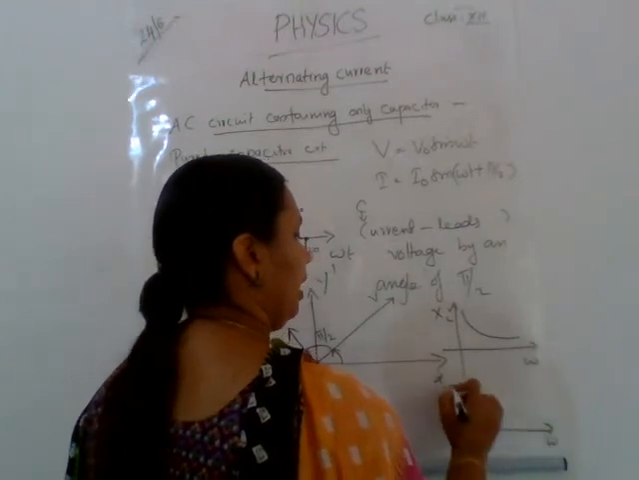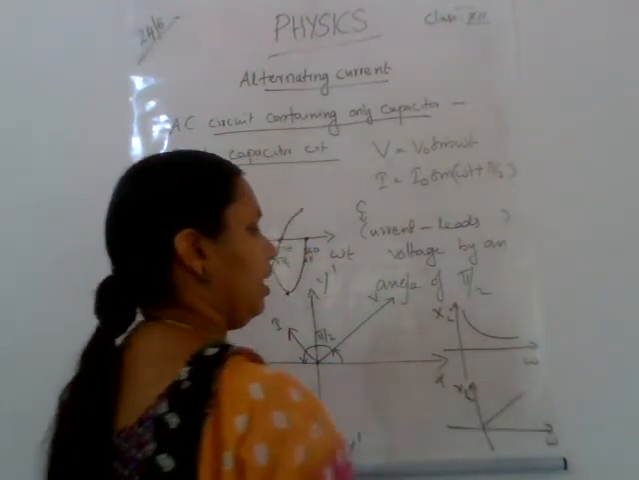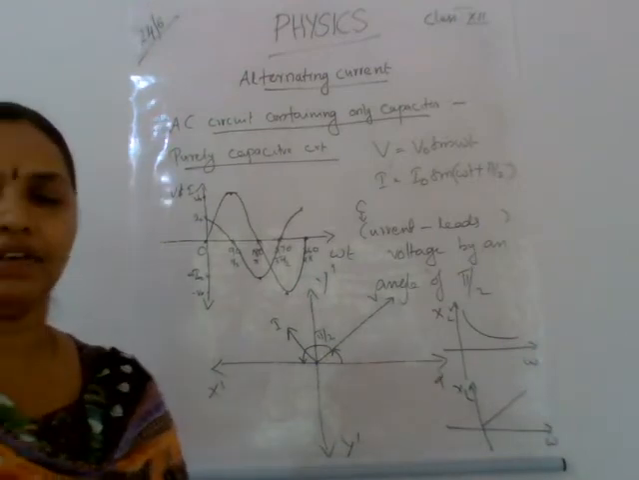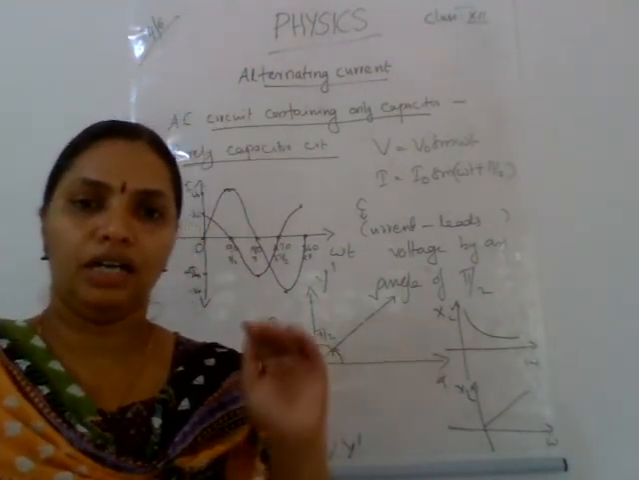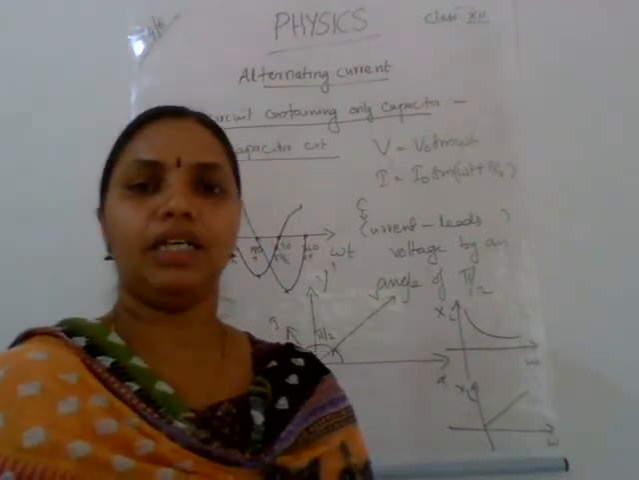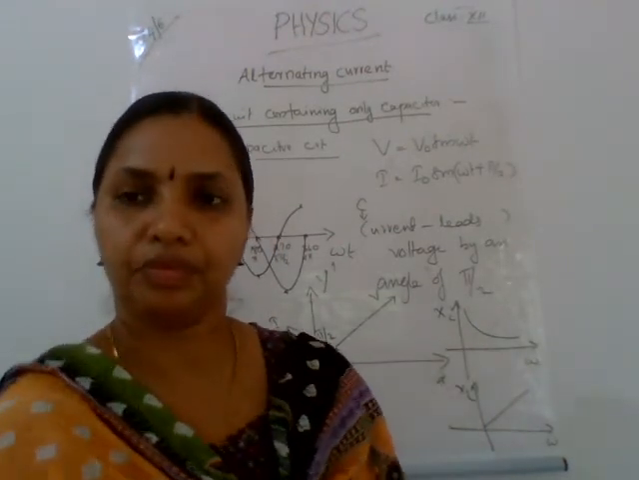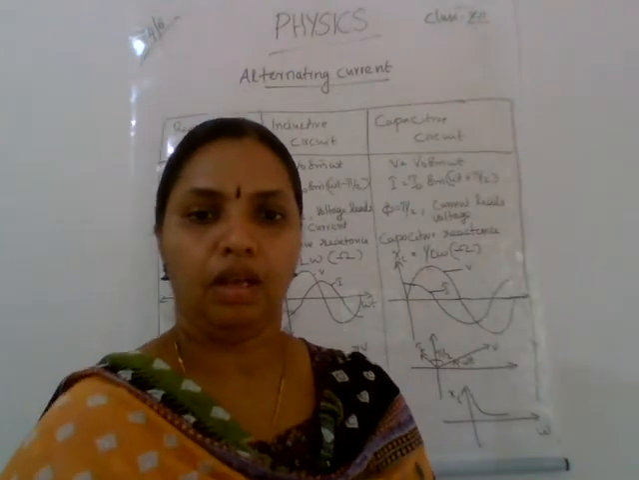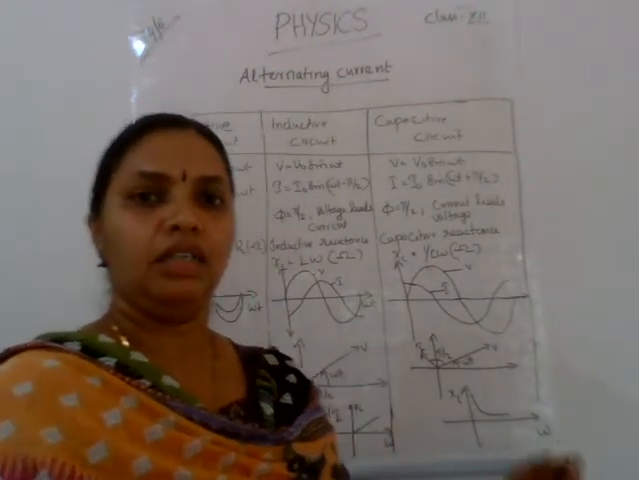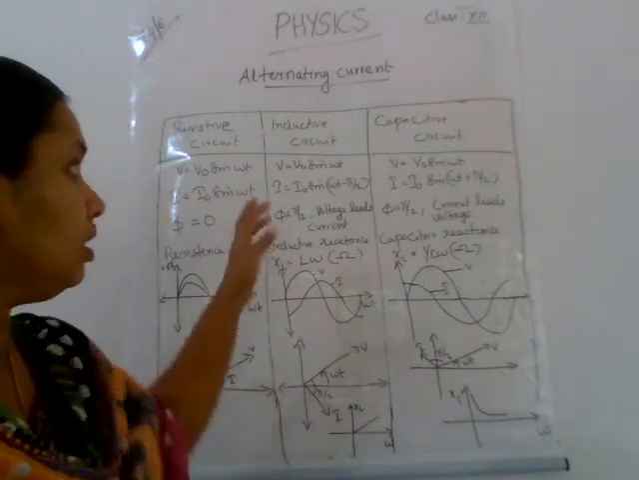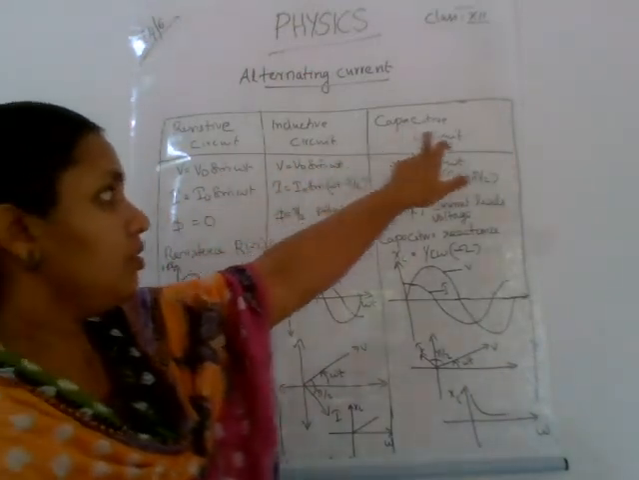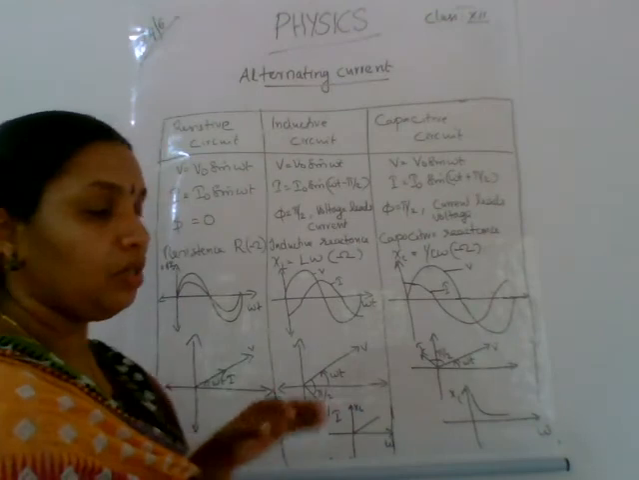Omega and XL, it will be a straight line, directly proportional. That graphical relationship also. Okay, so we can summarize that. What are the things we studied? So listen, here a brief explanation of these three things: resistive circuit, inductive circuit and capacitive circuit.